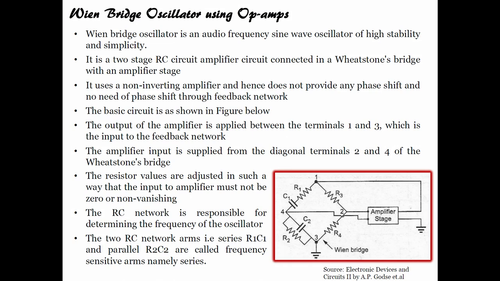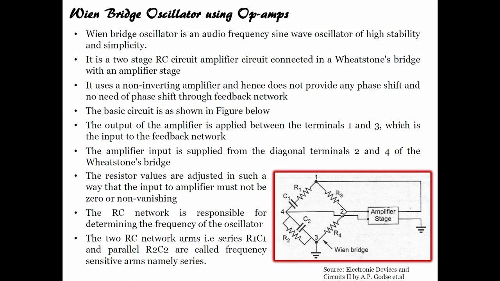Now, let us see another oscillator, which is the Wien bridge oscillator, and in the Wien bridge oscillator there is no phase shift. The Wien bridge oscillator is an audio frequency sine wave oscillator of high stability and simplicity. It has two RC circuits connected in a Wheatstone bridge arrangement. You can see RC here and RC here, one in series and another in parallel. The basic circuit is shown in the figure.